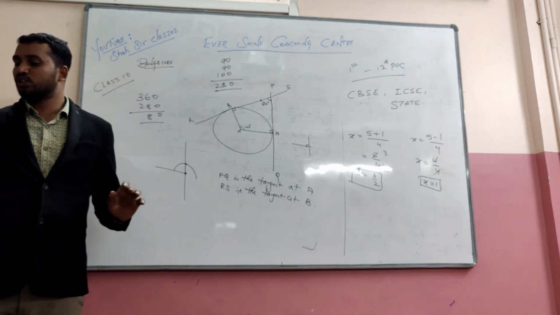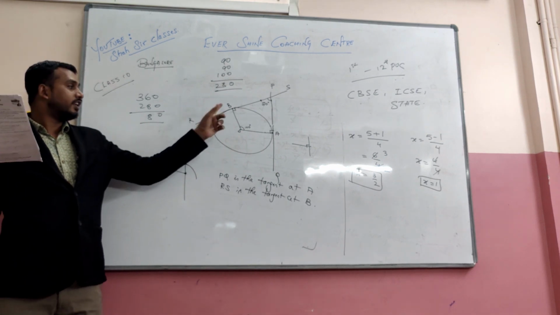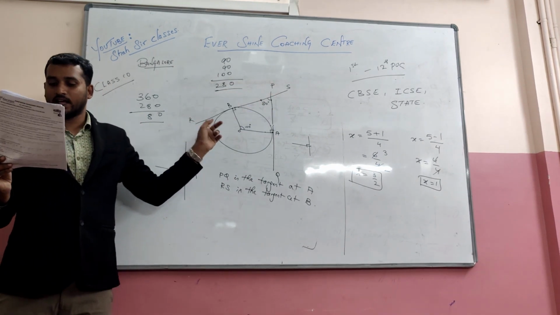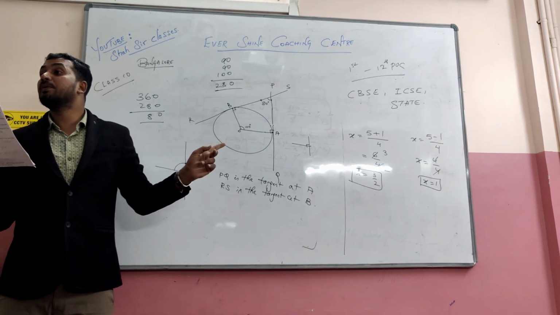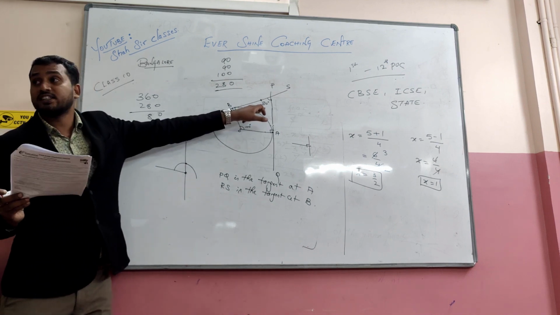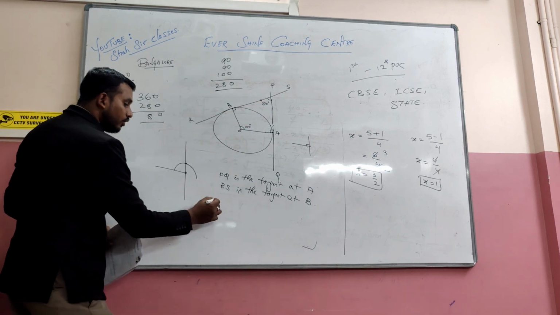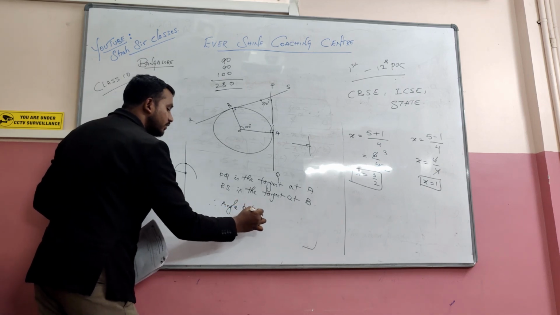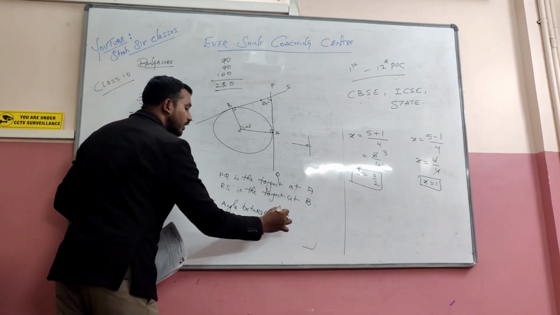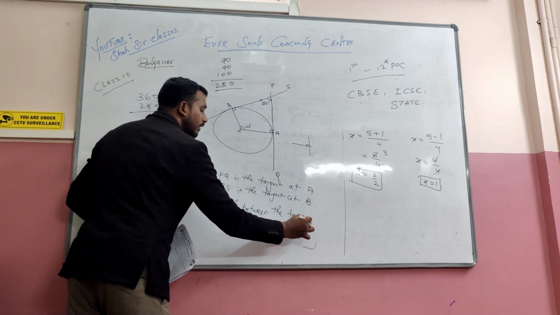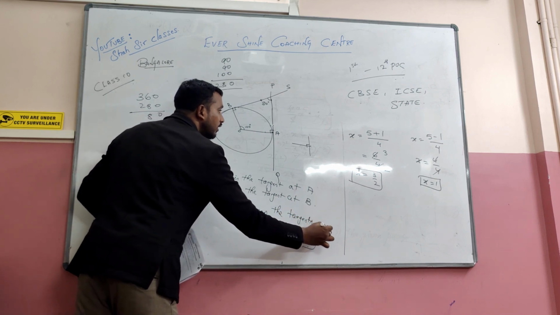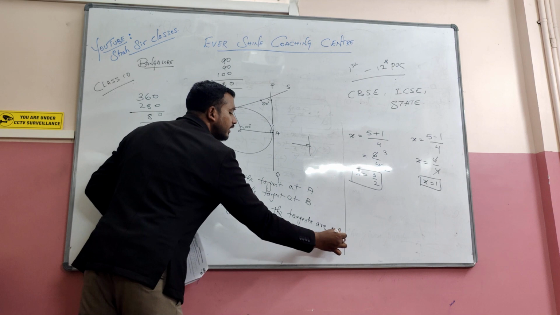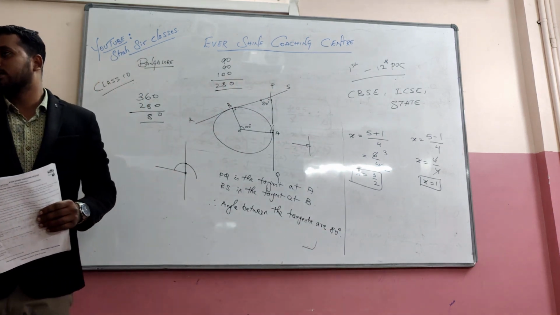But according to this question, it says draw a pair of tangents. We have drawn two tangents, PQ and RS, and measured the angle between the tangents. What is the angle between the tangents? 80 degree. You have to write here: therefore, the angle between the tangents is 80 degree. This is the final conclusion.